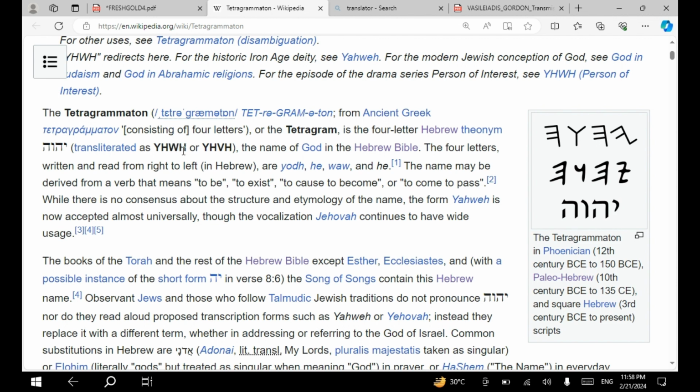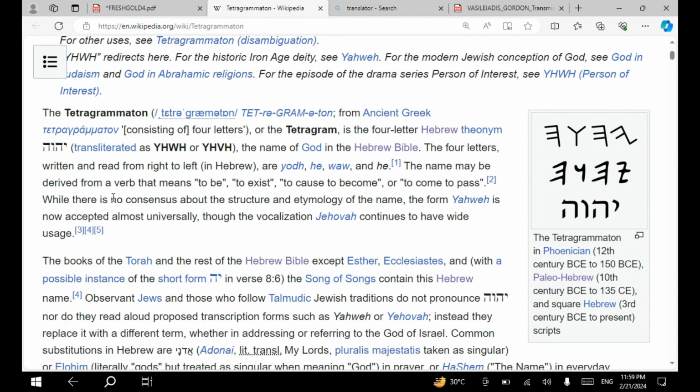So the H will be same as He. That means Yud He Vav He. Yud He Vav He. Right? The name may be written and read from right to left in Hebrew. Okay. Yud He Vav He.